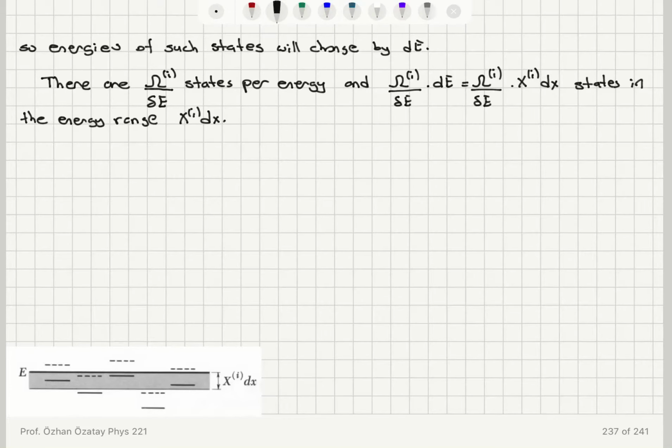Now I define gamma i as a function of energy, the number of states among the omega i states where xr has a value between xi and xi plus delta x, with energy E to E plus delta E, and x is changing by an amount dx.